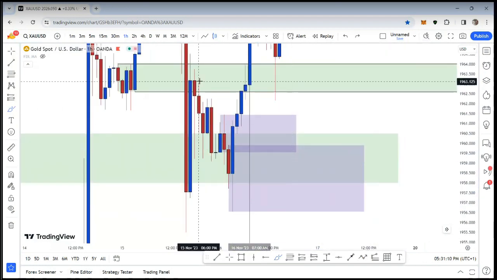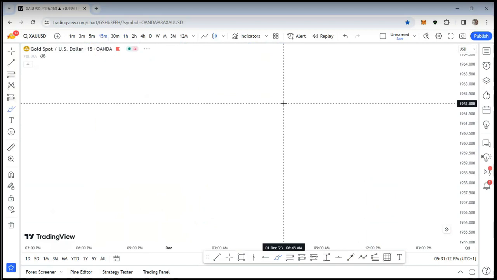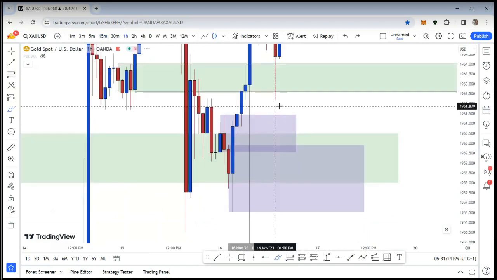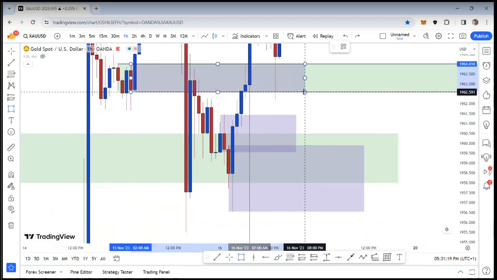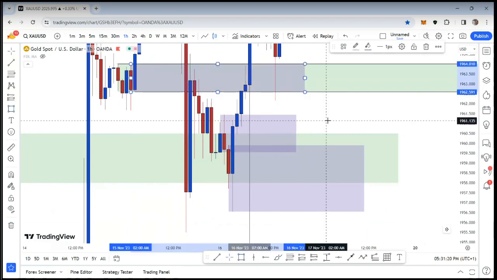Now, I'm going down to my M15. Sorry, wait, let me go back to 4 hours so I can have this zone right here to work with on the 1 hour time frame. So I'm going down to my M15.